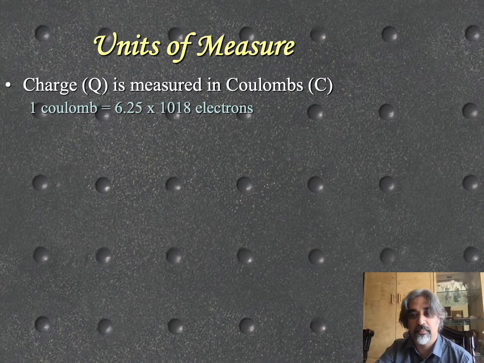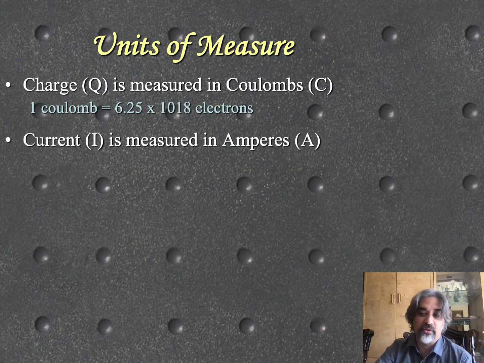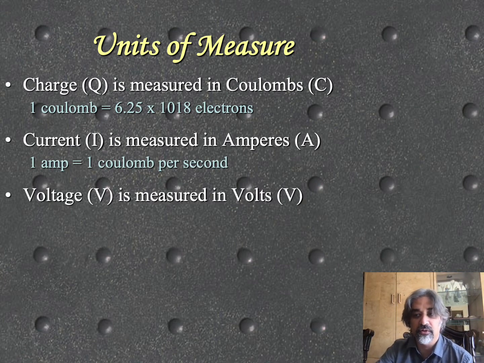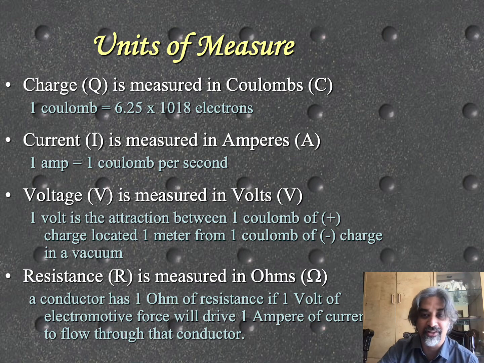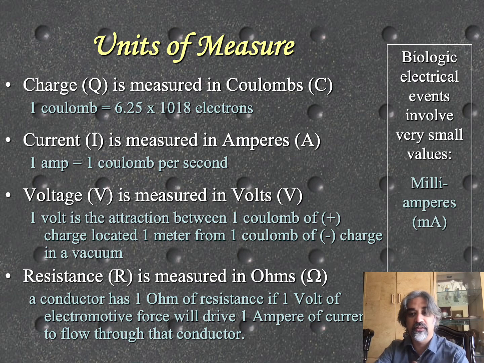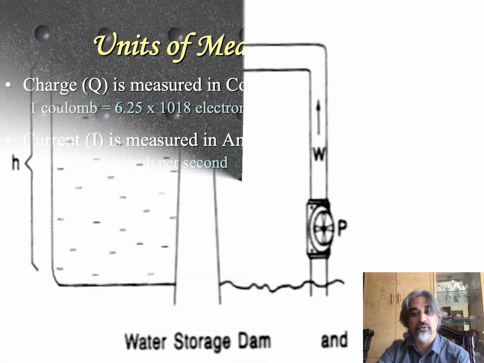Current is measured in amperes. Voltage, or the attraction of charge, is measured in volts. 1 coulomb of positive charge located 1 meter from 1 coulomb of negative charge in a vacuum is 1 volt. Most biological electrical signals involve very small values and are therefore usually measured in milliamperes and millivolts.